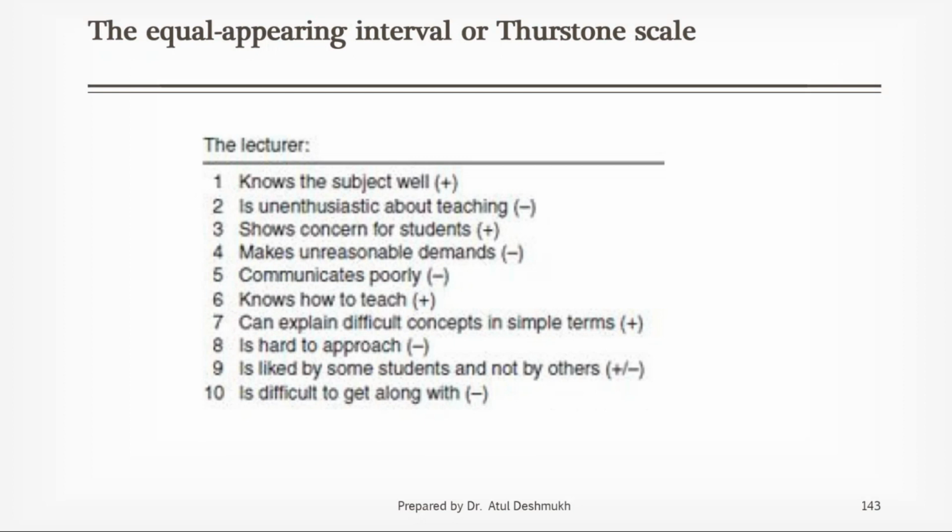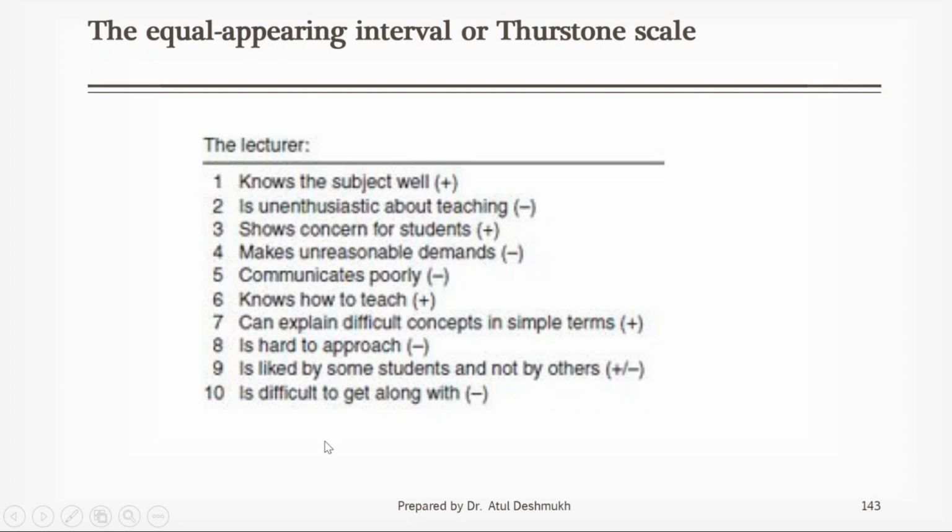Now in Thurstone scale, what are we doing? We are collecting the questionnaire. Suppose we have 10 questions, whatever is the research under study, whatever is the question under study. Suppose in this example we want to study the efficacy of a lecturer in delivering research methodology lectures. So we have these 10 questions here. So in step number 1, what are we doing? We are collecting the questionnaires, right?